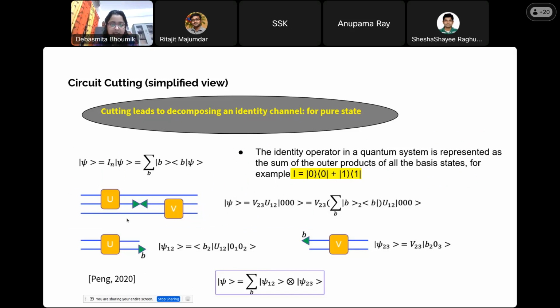Now we consider this 3 qubit circuit. On the first 2 qubits the operator is U, on the second and third qubit the 2 qubit gate is V, and we want to cut here. So we can write psi as gate V23 applied after U12 is applied on |000>, and then V23 is applied. Now we want to cut between U and V. So here we introduce the I and then write I in terms of the outer product of B. Now we can break this: with U12 we take the B, and with V23 we take the gate. What you can see is that this 3 qubit circuit is now 2 qubit circuits. The number of qubits is reduced, and we can write the state as the tensor product of these two states.